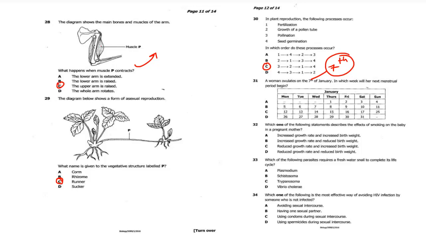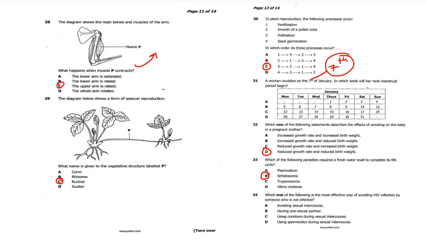Question 32. Which of the following statements describes the effect of smoking on a baby in a pregnant mother? It is all about reduced growth rate and birth weight. Question 33. Which of the following parasites requires a freshwater snail to complete its life cycle? That is Schistosoma, the one for Bilharzia.